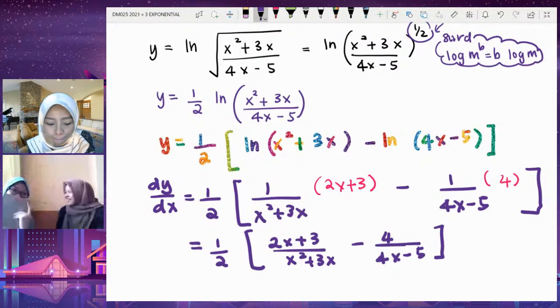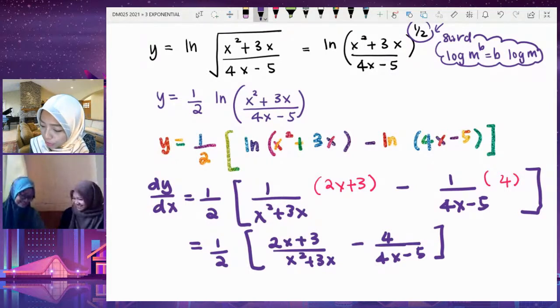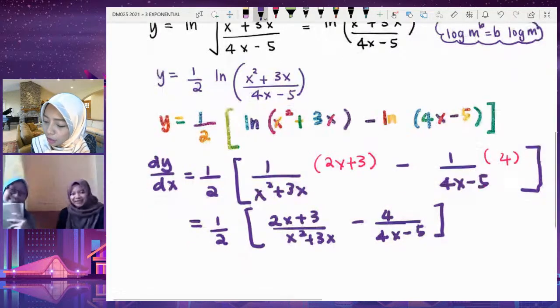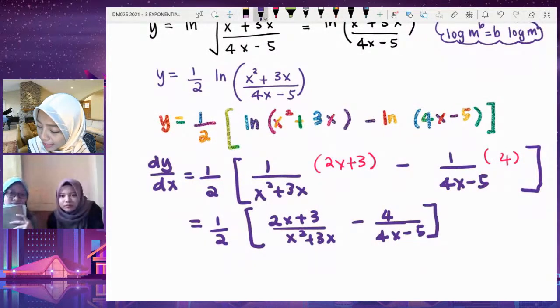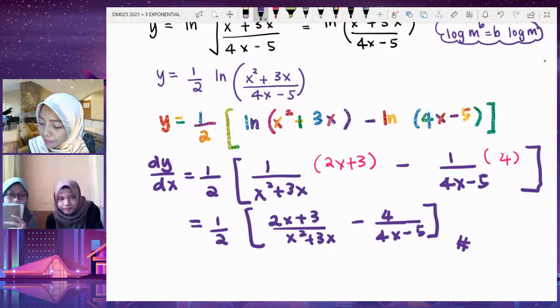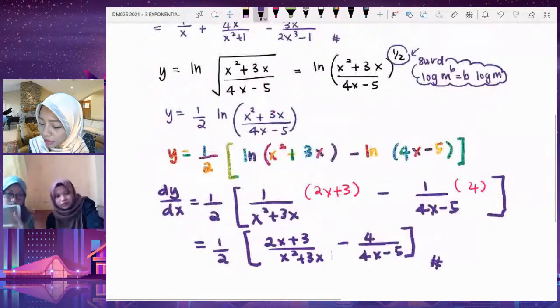Okay. Yes, this is what we are supposed to do. Okay, that's it. This is our final answer. Okay, why did madam not expand? Because if we expand it becomes 4x cube plus, so no need. This one is acceptable.